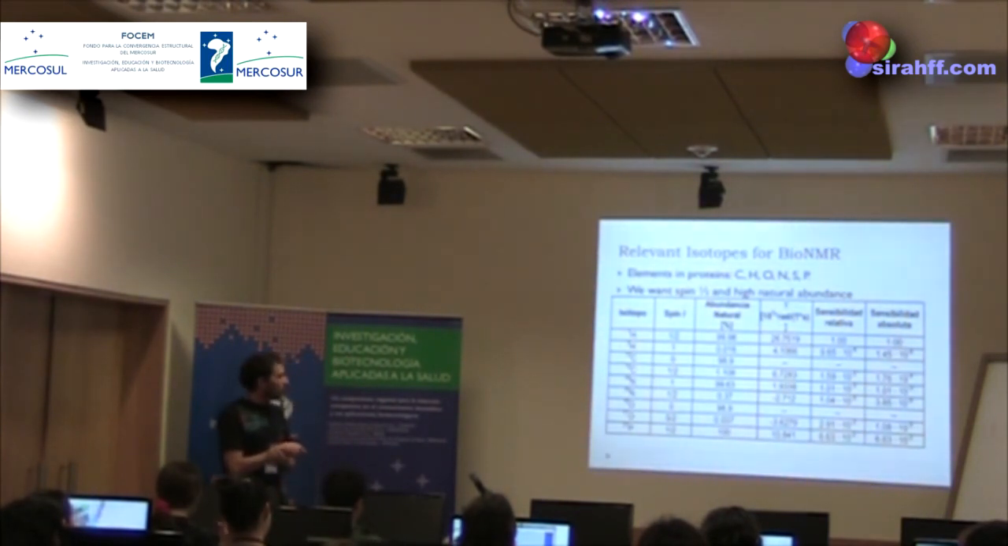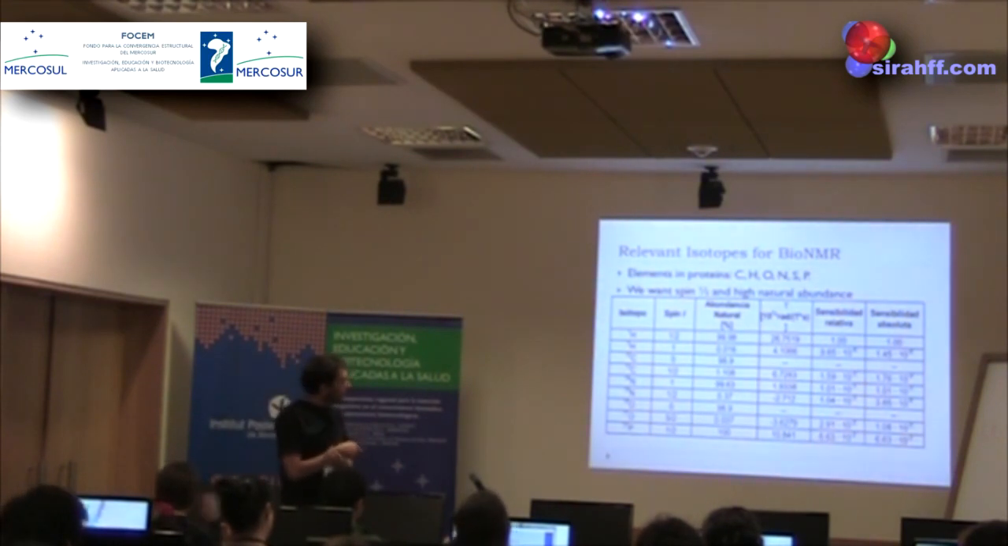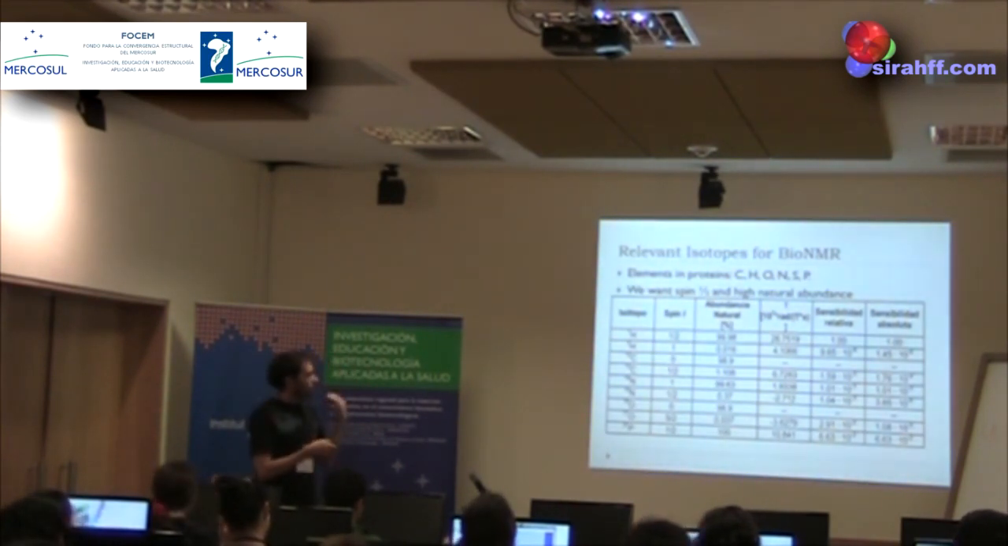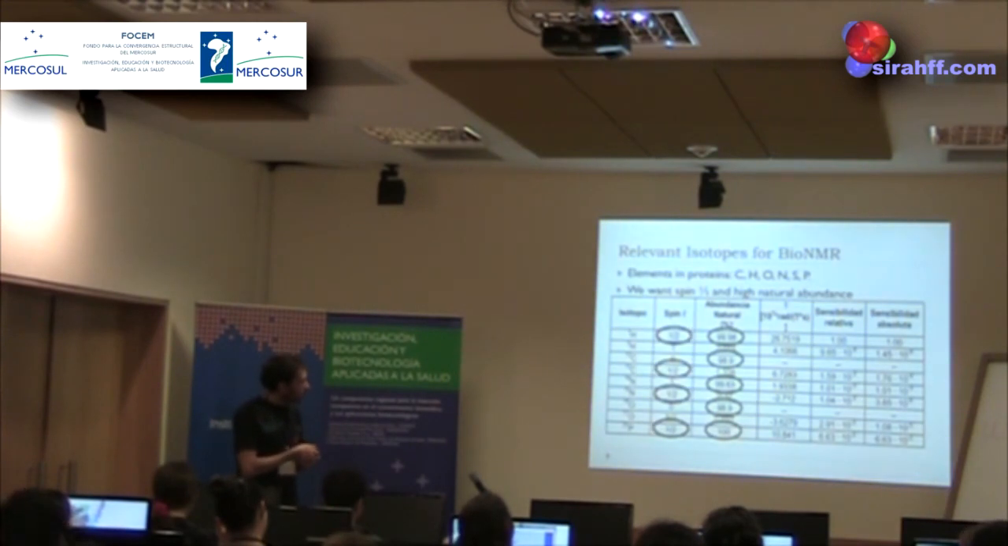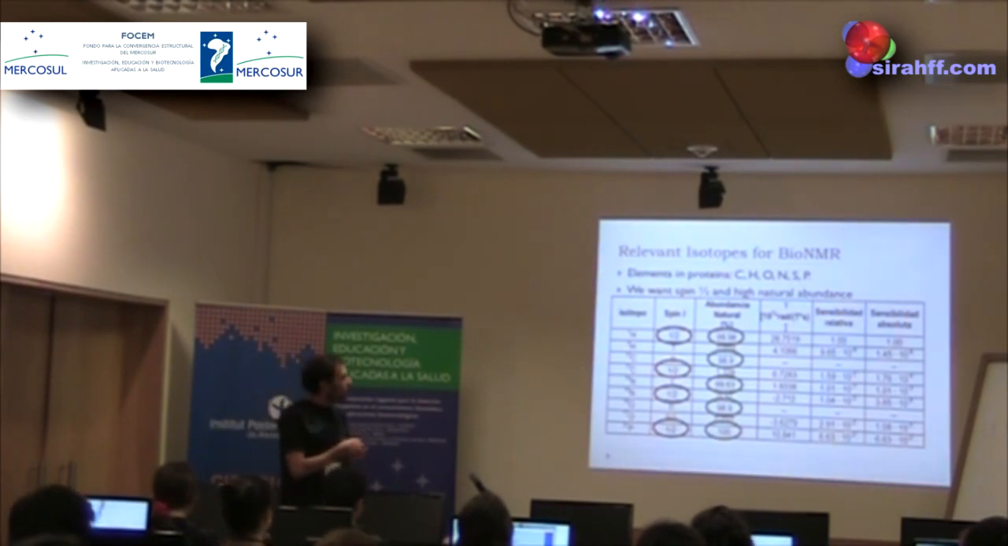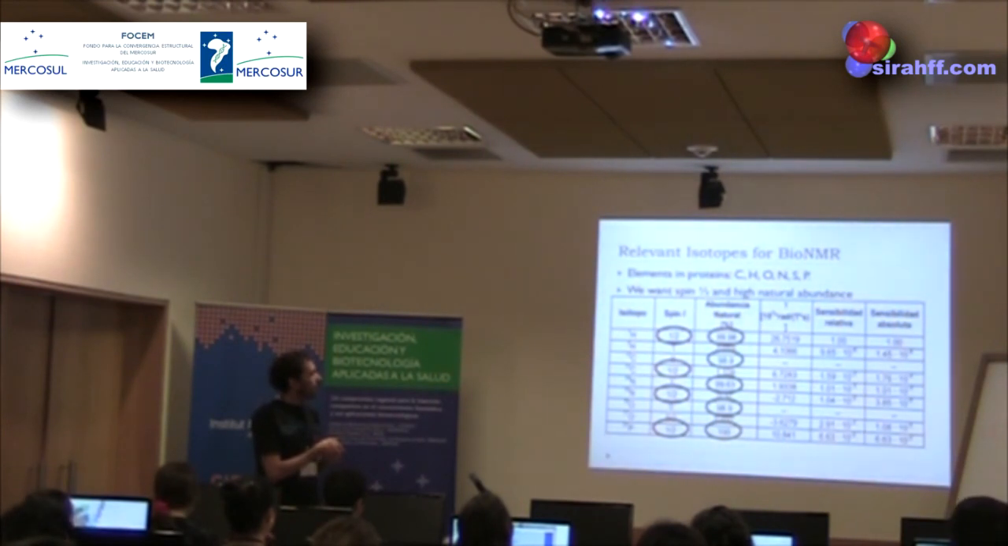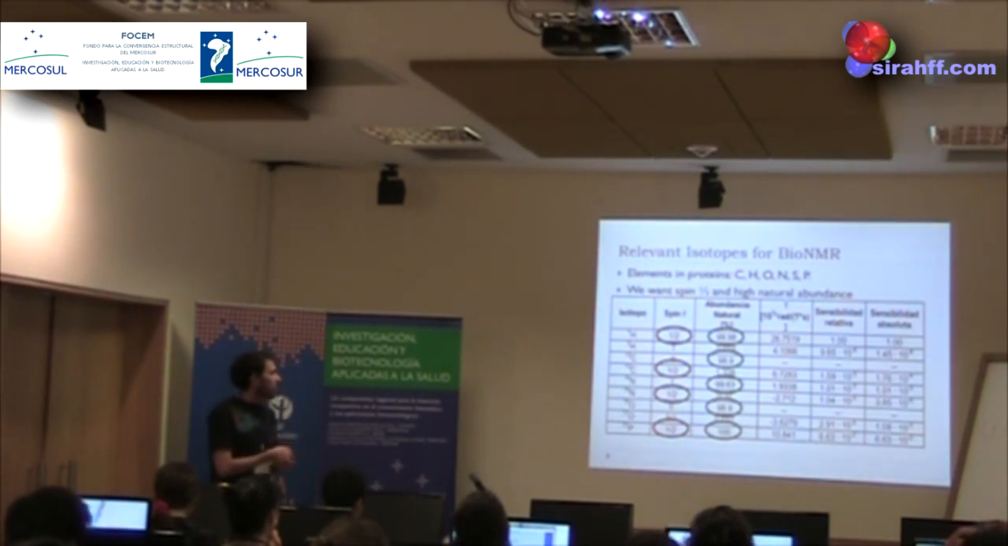And phosphorus, you have all of it as phosphorus-31. But I told you a couple of slides before that we want to work with spin-1/2 nuclei, and it turns out that we don't have a nice correspondence. We have only spin-1/2 nuclei with high natural abundance for proton and for phosphorus. For carbon and nitrogen, we are not that lucky. And for oxygen, we have no isotope with spin 1/2.